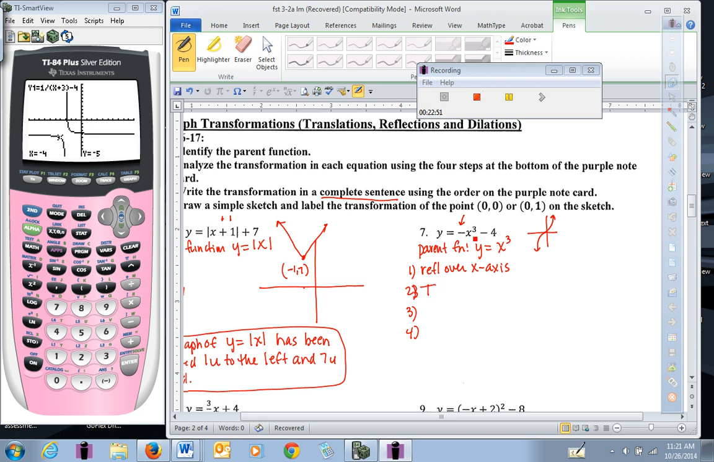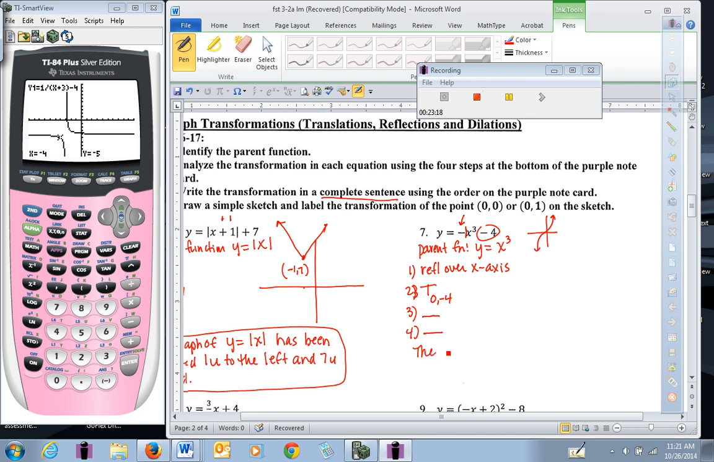For the translation, I don't see anything in a grouping symbol, but I see this -4 right here, which means this is going to go 0 to the left or right, but it's going to go down 4. Okay? As far as dilation goes, this would be like a -1 in front of that, so we don't have to worry about anything happening there with the shrinking or the stretching or compressing, anything like that. And I don't have a grouping symbol, so I don't have to worry about anything inside the grouping symbol.